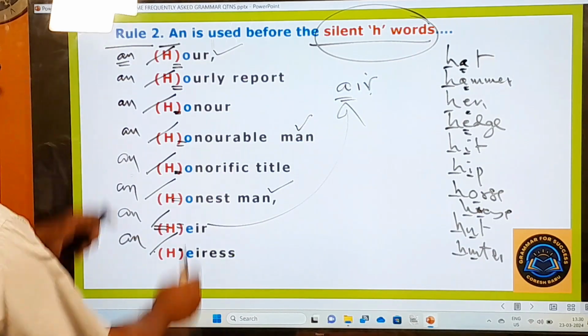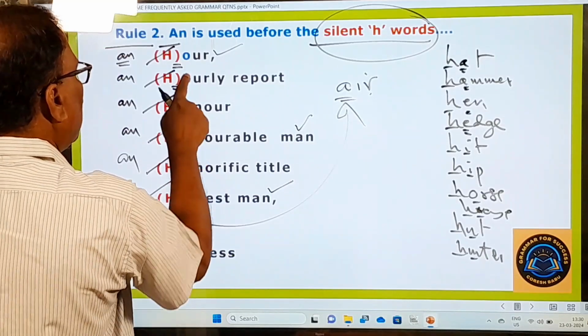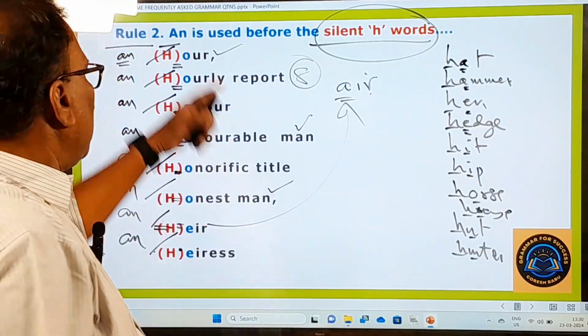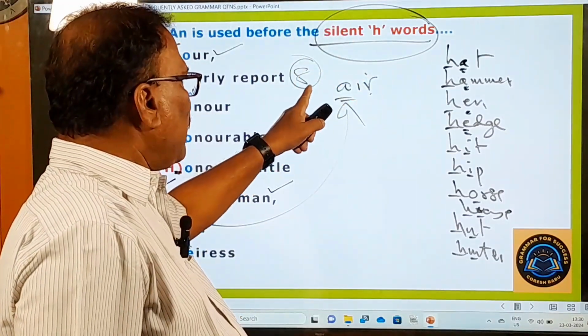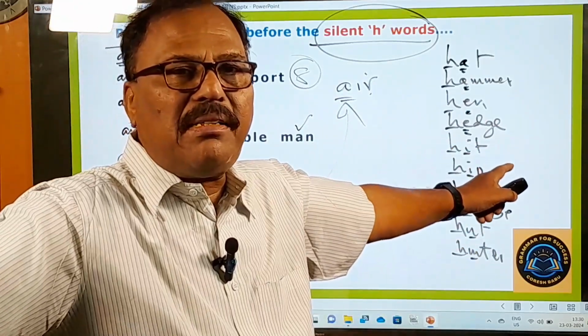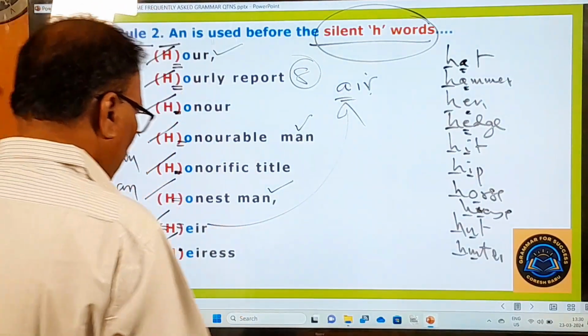So in this way, in all these H words, how many H words are there? 1, 2, 3, 4, 5, 6, 7, 8. So 8 H words are there. In these H words, H is silent. And except these 8, in all other H words, H is not silent. Keep this point in your mind. And now let us move on to the next slide.